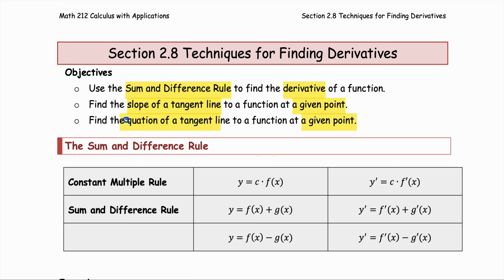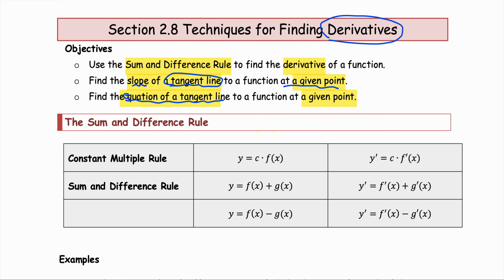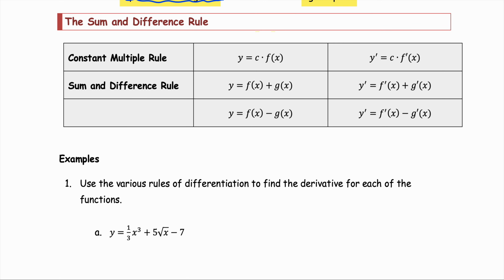In this section we focus on using the rules to find the derivative, and then use the derivative to find the slope of the tangent line. That means we are going to find the derivative at a given point, and then we can use that as a slope to find the equation of the tangent line at that given point. Let's look at the sum and the difference rule.